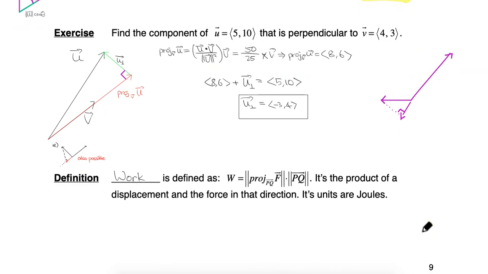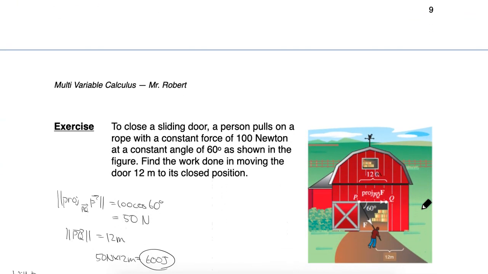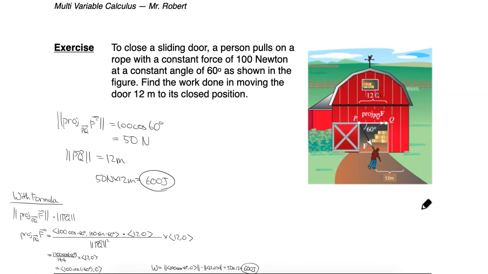Last thing, work. Work is defined as the product of the displacement with the force in the direction of the displacement, and the unit of work is joules. So here's a straightforward example. We have someone pulling on a rope from the top angle of a barn door, and as that person pulls, the door slides horizontally until it is closed. The distance that the door slides from point P to point Q is given here, 12 meters. I guess the original example had feet, but let's focus on meters. And the person is pulling with a constant force of 100 newtons, but at an angle of 60 degrees.